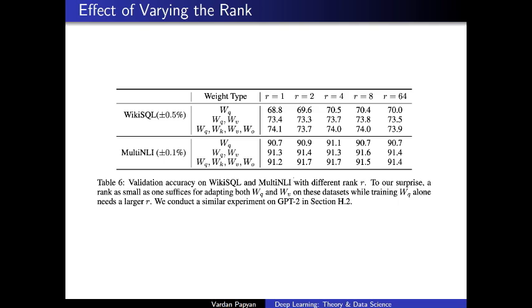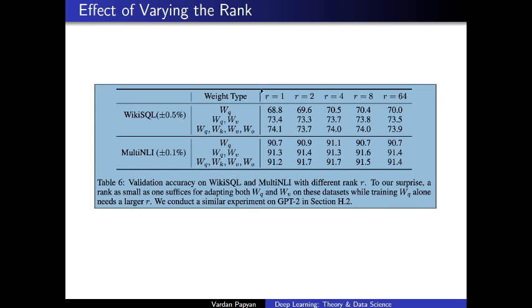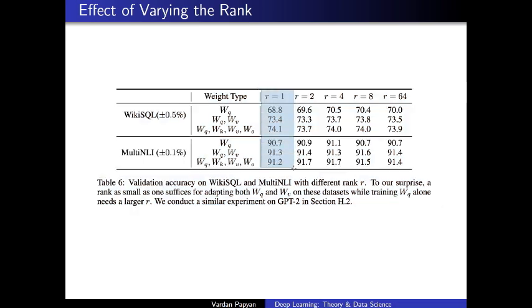Here they are varying the R that we saw before, and as you can see, even with R equal to 1, it achieves very good results. It means that there is no need to put R very high, and we can do it with R equal to 1. It's the lowest possible number that we can put. It's very interesting.